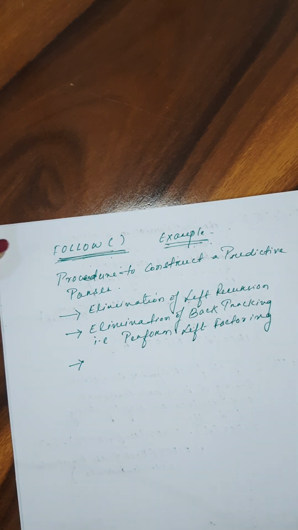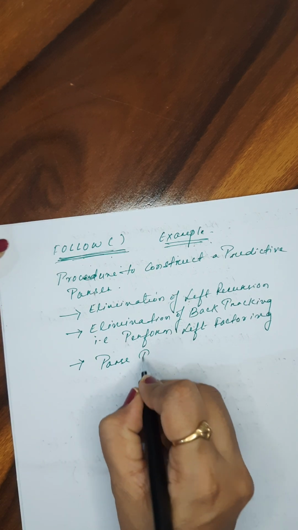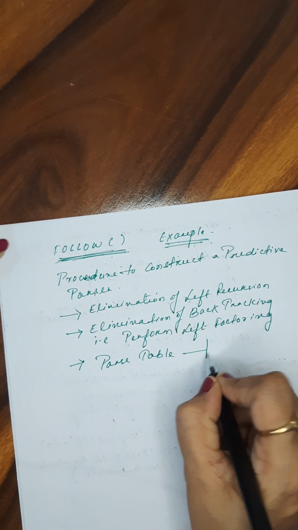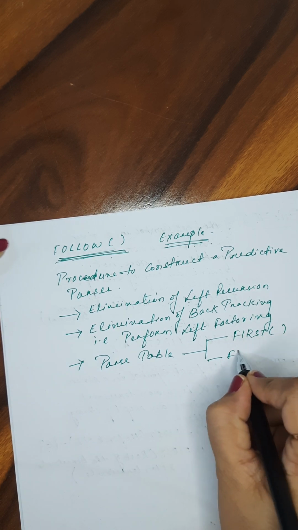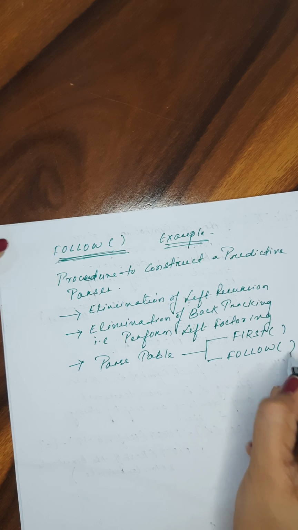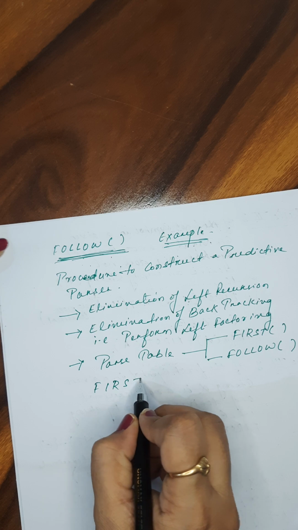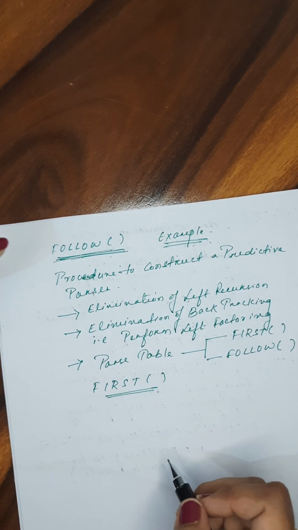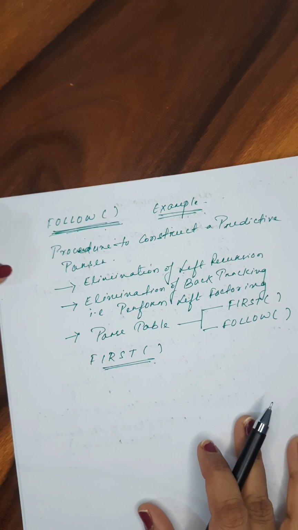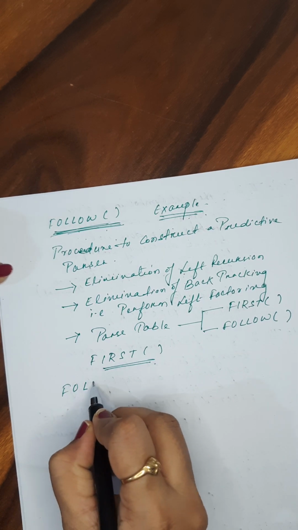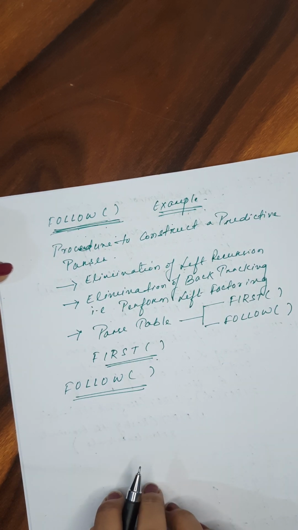And the third step was we have to construct the parse table. For constructing the parse table, we needed two functions. One was first and another one was follow. Then in my previous video, we discussed how to construct first. All the rules have been discussed and we have also solved an example for it. Now, today what we will study? We will study how to calculate follow of a given grammar.